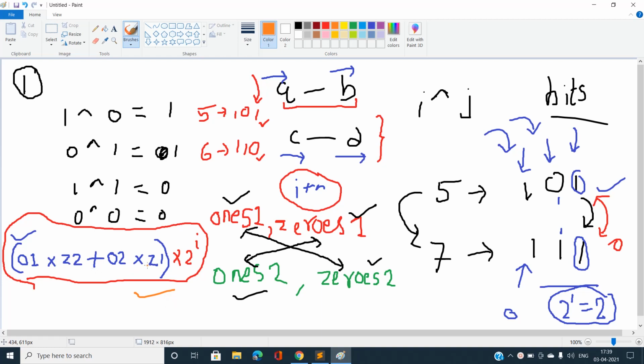into 2 power I. But here one thing should be calculated efficiently, that is the power. We have to calculate the power efficiently using binary exponentiation.